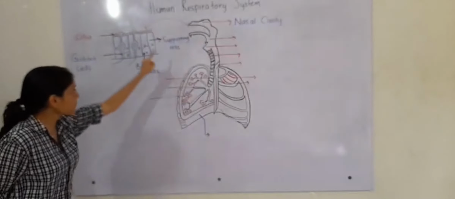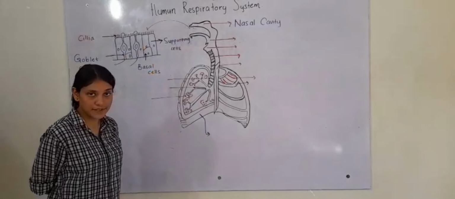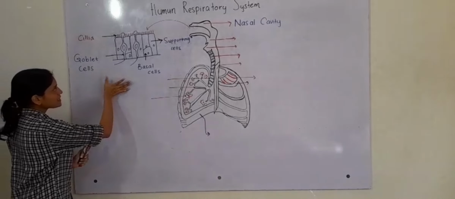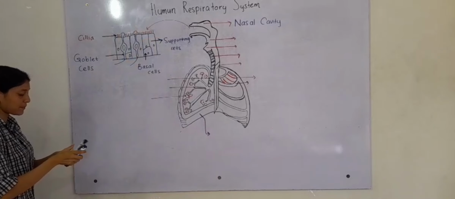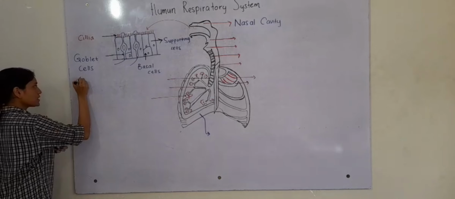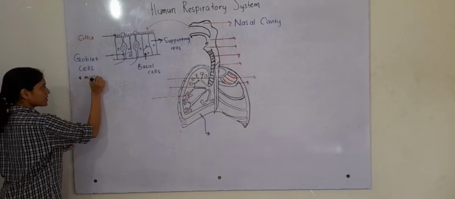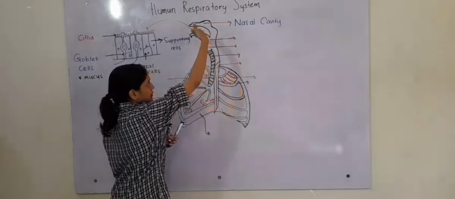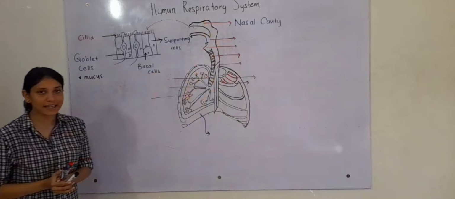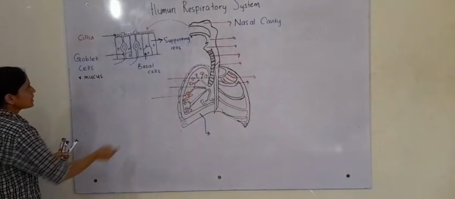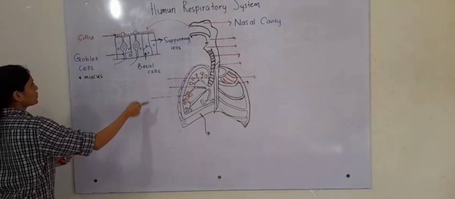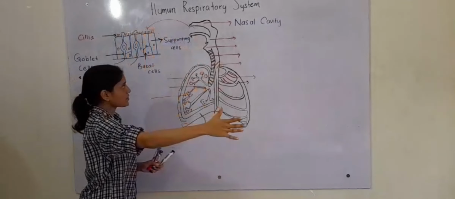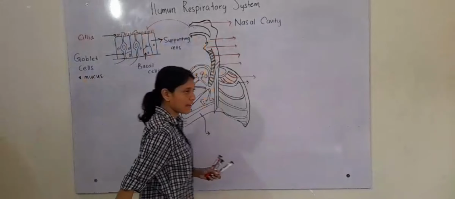This is the epithelium lining in the nasal cavity. It contains goblet cells. These goblet cells will secrete mucus into the nasal cavity. So it has a thin layer of mucus, therefore your nasal cavity has a moist nature. Also, this epithelium has another important structure called cilia. This cilia is a hair-like structure. Hair-like structures are present in the epithelium of the nasal cavity.